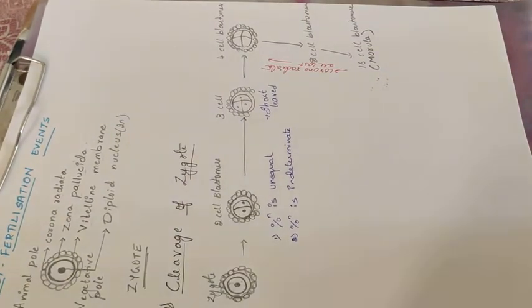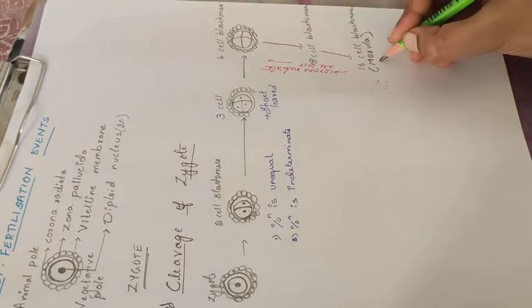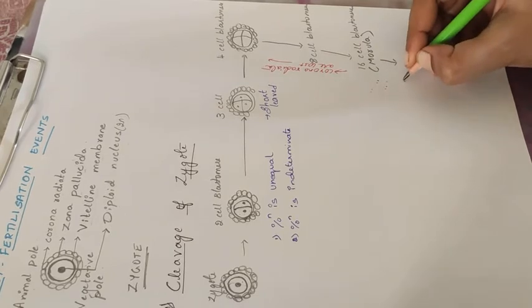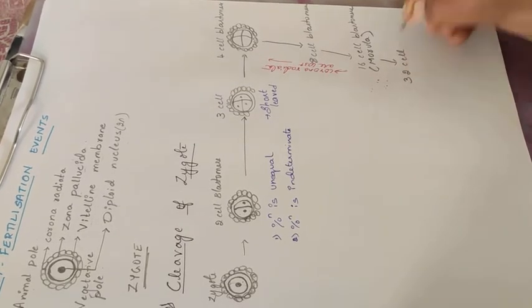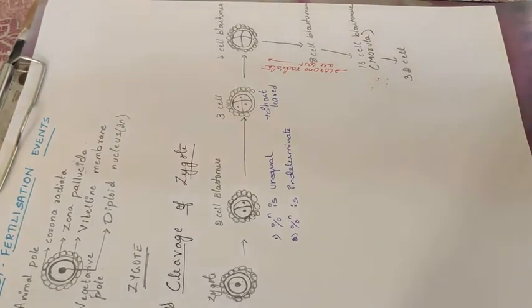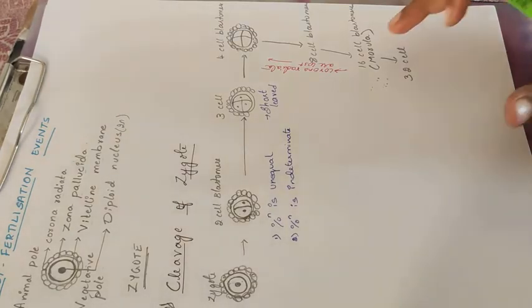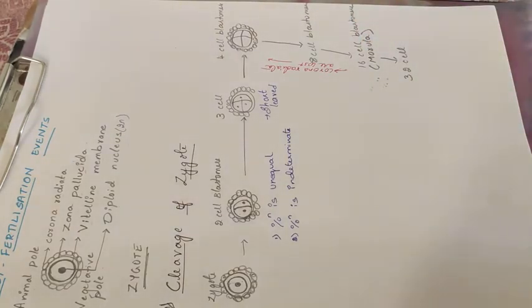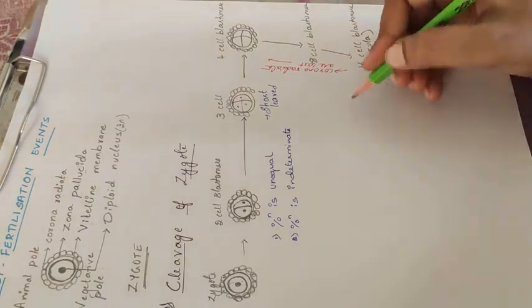And now from 32 cell, it is, from 16, it is the 32-cell blastomere, and here you can see that the rearrangement of morula cells will take place. The 16 cells will get rearranged, and then it arranges such that the smaller blastomeres will move towards the peripheral and larger towards the inner. Clear?